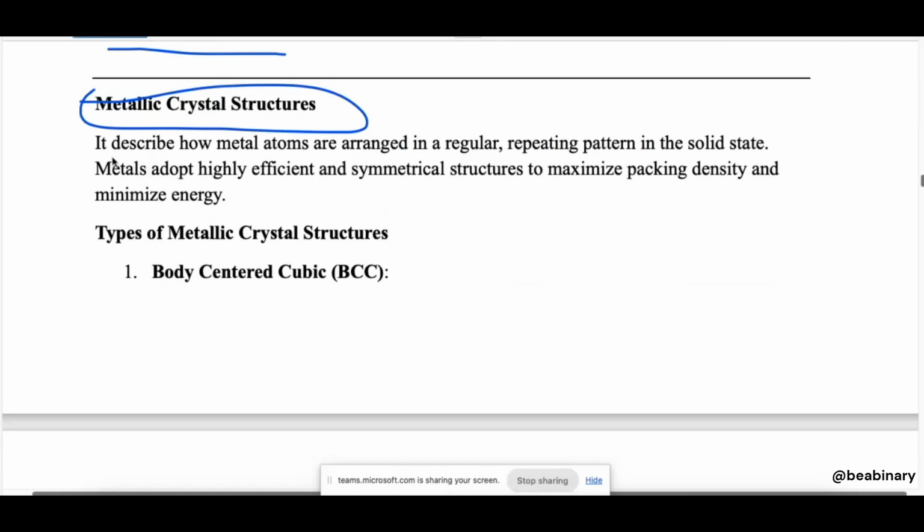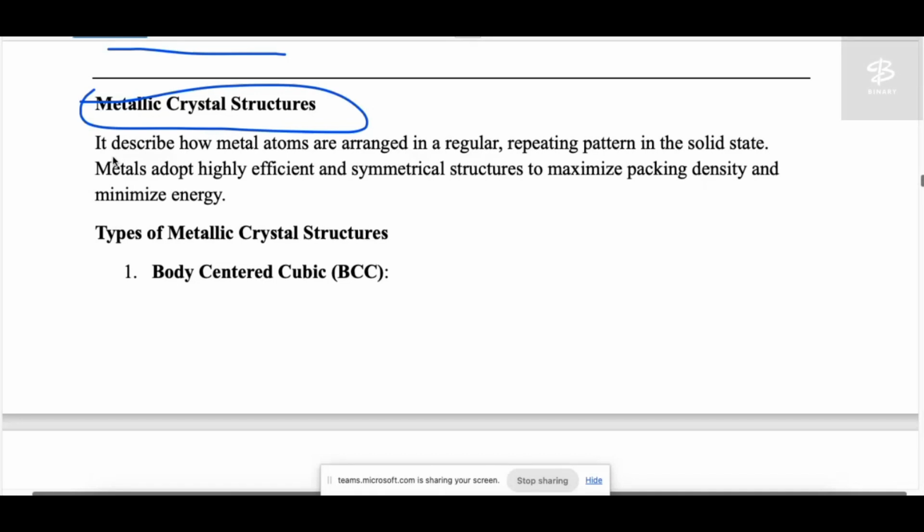The definition is simple. It describes how metal atoms are arranged in a regular, repeating pattern in a solid state. Metals adopt highly efficient and symmetrical structures to maximize packing density and minimize the energy. Everything in this world has a tendency to minimize its energy. This is the universal truth. Everything in this world tends to be in a minimum energy.